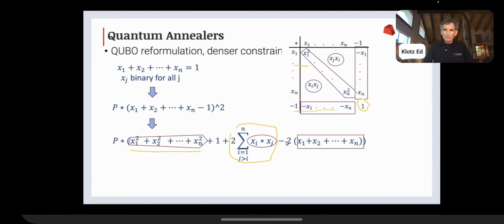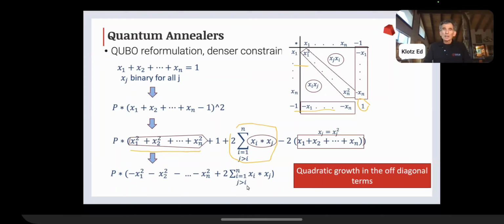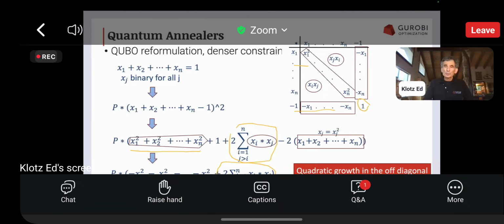Those terms are equal, so we just take twice. Again, use the fact that the square of a binary equals a binary. Rearrange a bit, and now we have our standard form term to put in a QUBO for this constraint. A key point here is that these off-diagonal terms show quadratic growth as n grows. So this generates a lot of non-zero coefficients in the Q matrix of the QUBO.